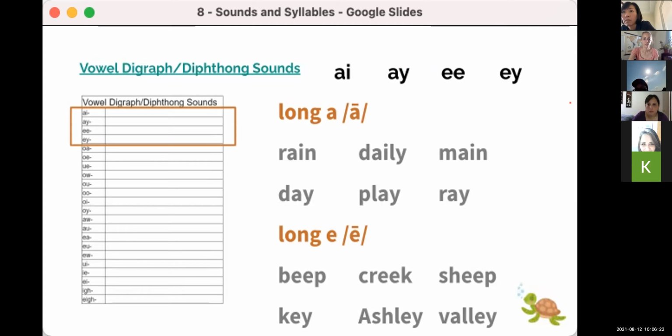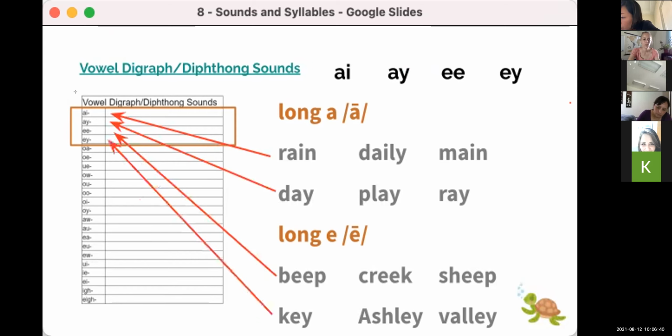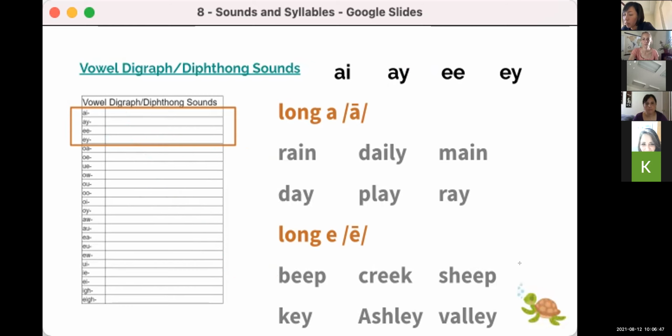So this list of words is meant to go something like this. These AI words are going to go in this first space here, the AY in the second space, and that kind of thing, just to give you some example words to help you identify what sound that makes. Okay, class 3 was a long time ago. Do you remember these sounds?